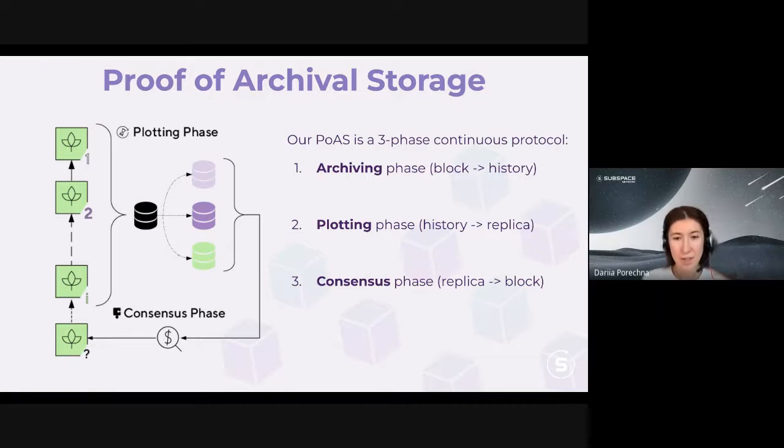For the last phase, I prefer to usually interchangeably refer to it as the farming phase or audit phase, because consensus may be ambiguous, since we're calling all of this consensus. So I will be calling them archiving, plotting, and farming.